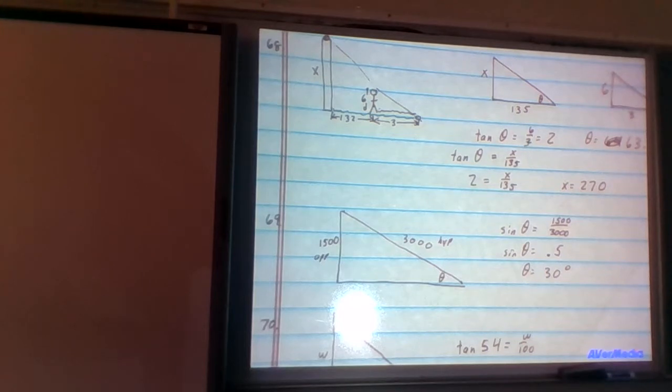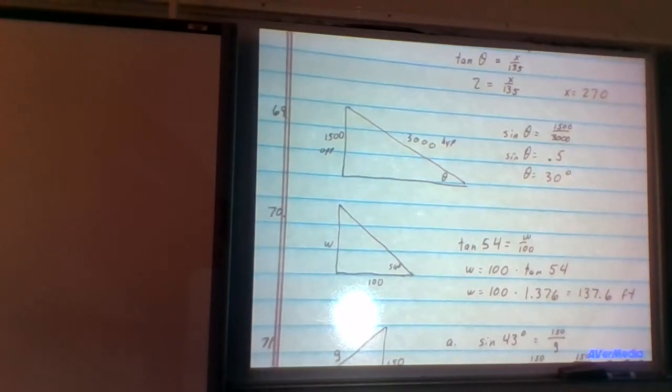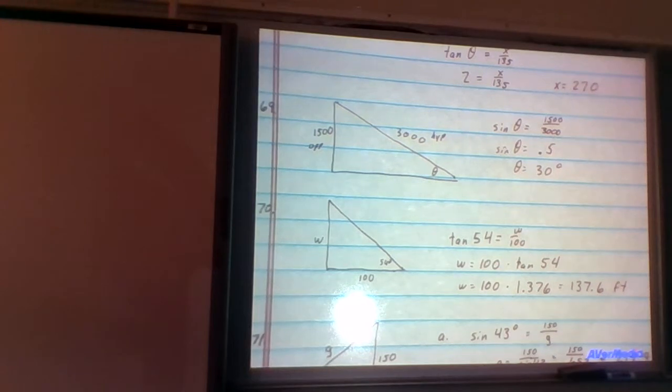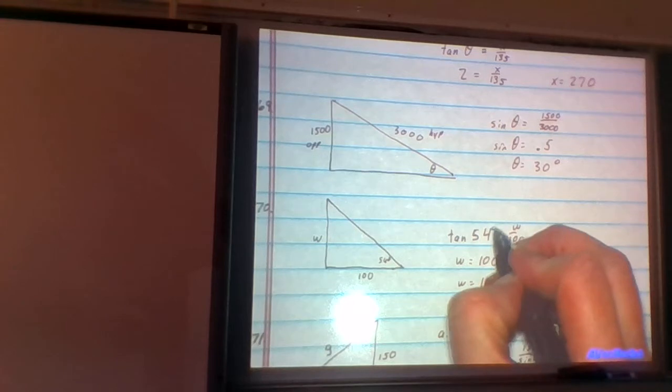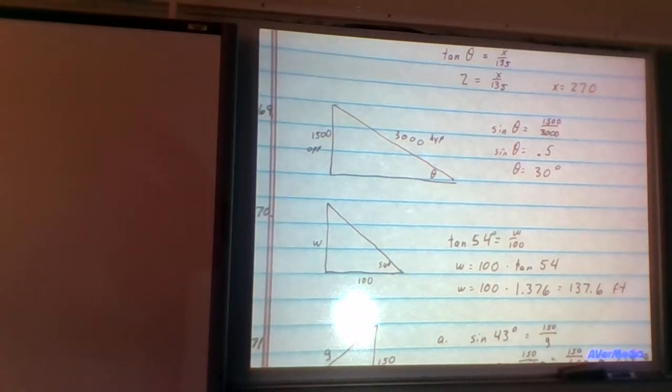All right, 70, they gave you the picture, and they kind of sketched in everything. So on my paper, I just redrew the pertinent part, and I have the width and length and angle, and I should always put degree here so we know it's degree instead of radian.